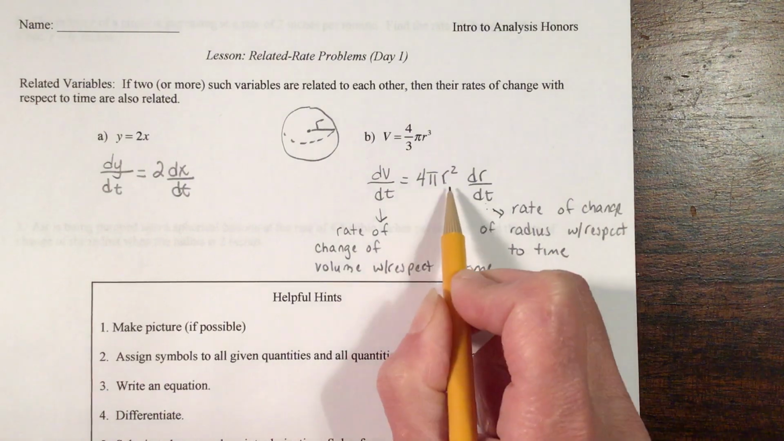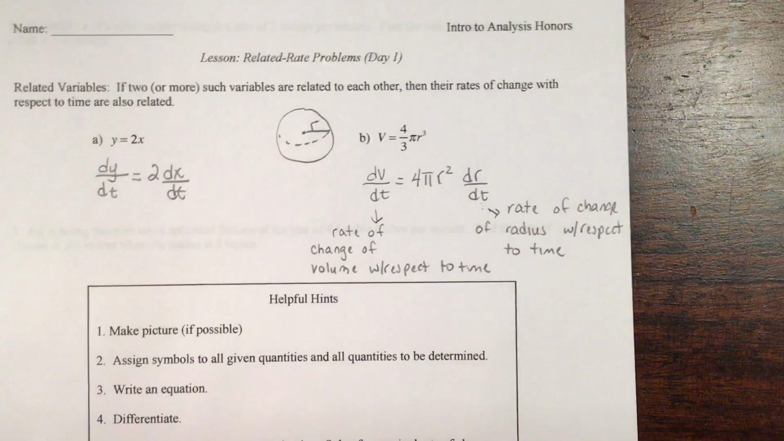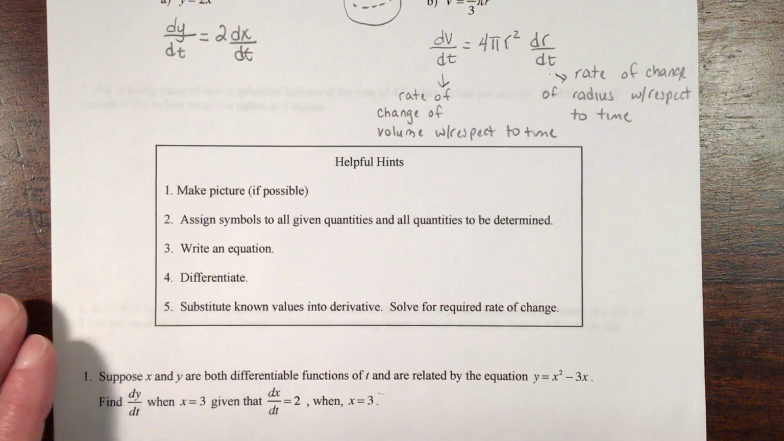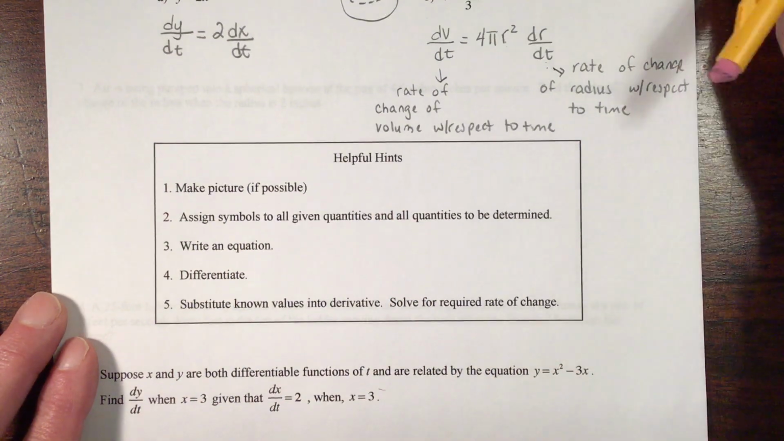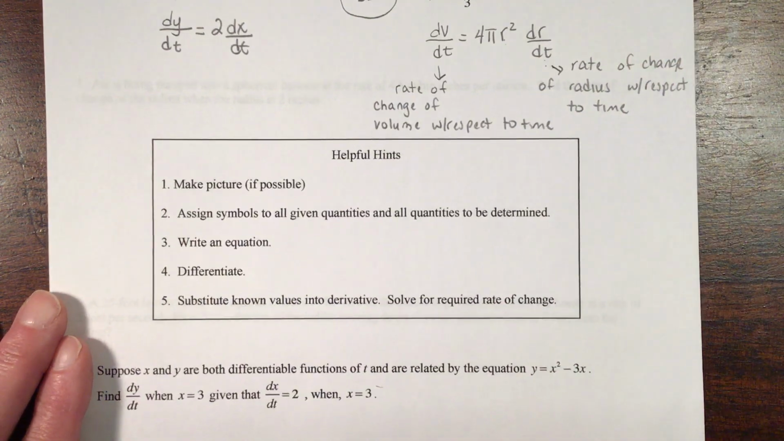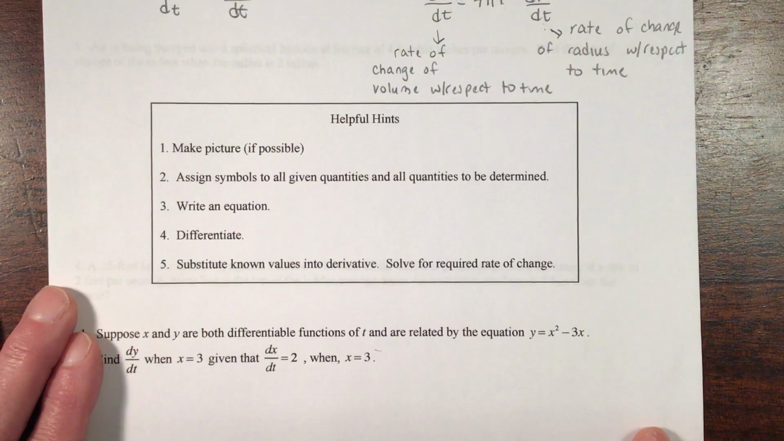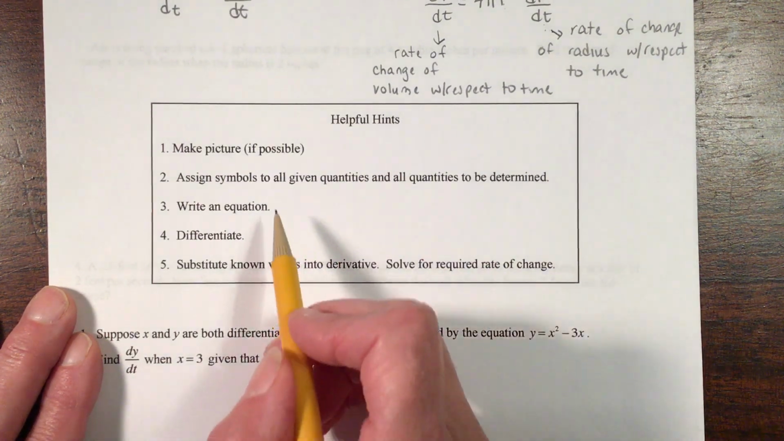And this is going to be for a specific value of r, because usually we're going to be looking at a particular instance. So we're going to quickly go through some of the helpful hints to approaching these problems, and then work through a few examples together. Always make a picture. I just love making pictures to see what's going on, if you can, if you need to. Assign symbols to all given quantities and all quantities to be determined. And we'll work through that when we get to an example.